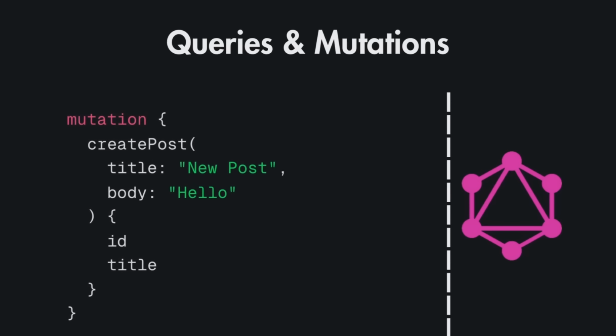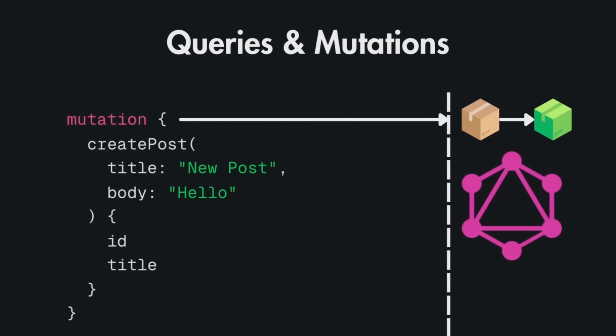Similarly, you can also use the mutations that you defined. For example, if you have a createPost method defined as a mutation, you can use this to mutate the post. For example, setting the title and body of the post, and then you also specify what data you need to retrieve after this post is created, which is ID and title.